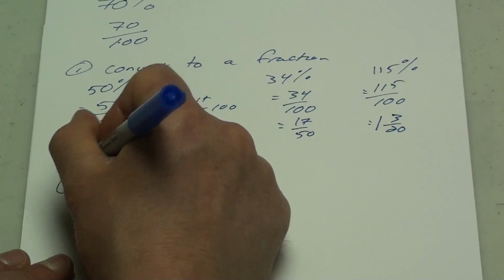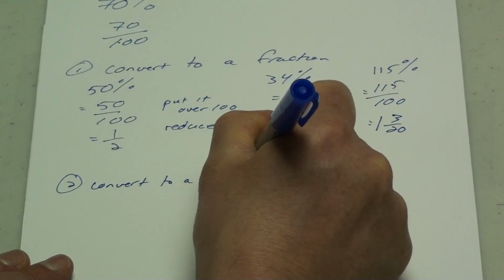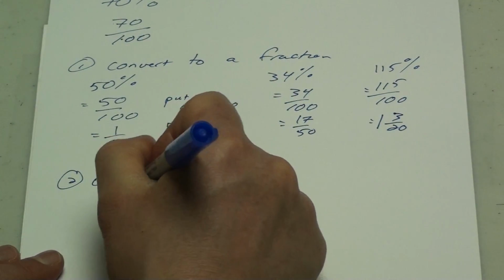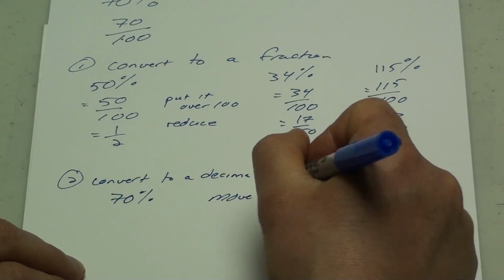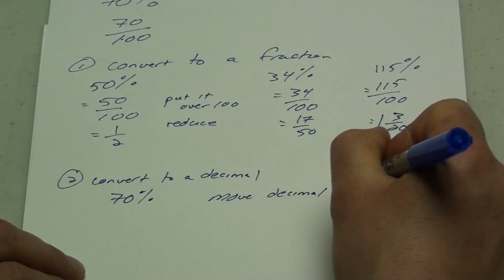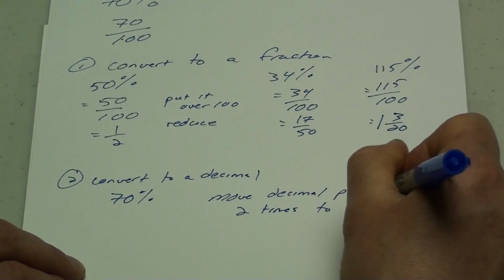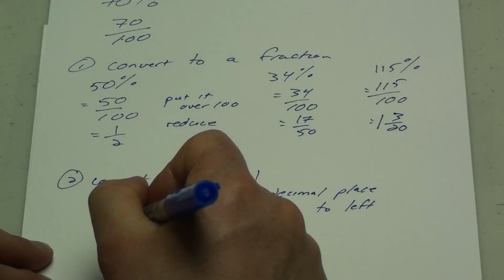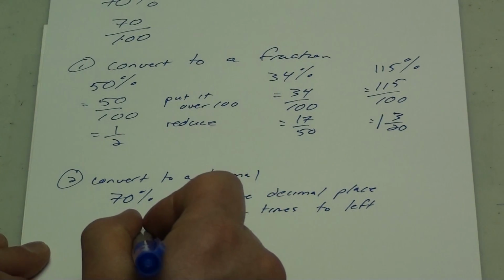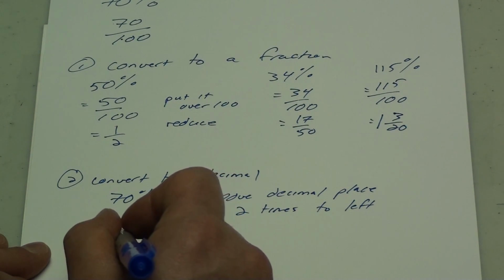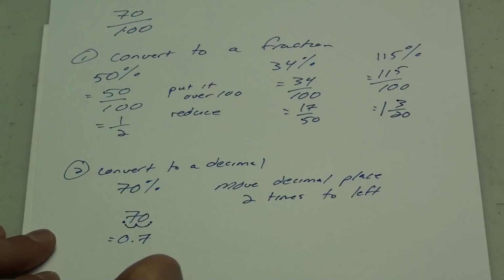Converting to a decimal. Okay, so let's take 70%. What I want to do is move the decimal place 2 times to the left. So 70% is really 70. Okay, there's my decimal place. I want to move the decimal place 2 times. Once, twice, it's now there in front, so my answer is actually 0.7.